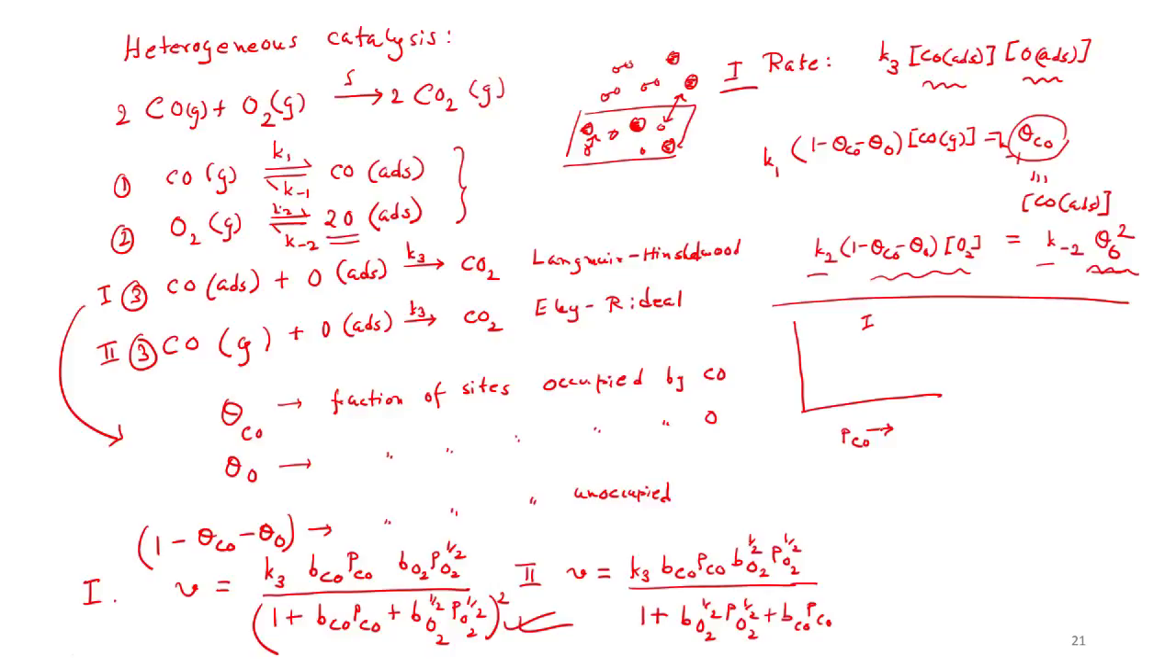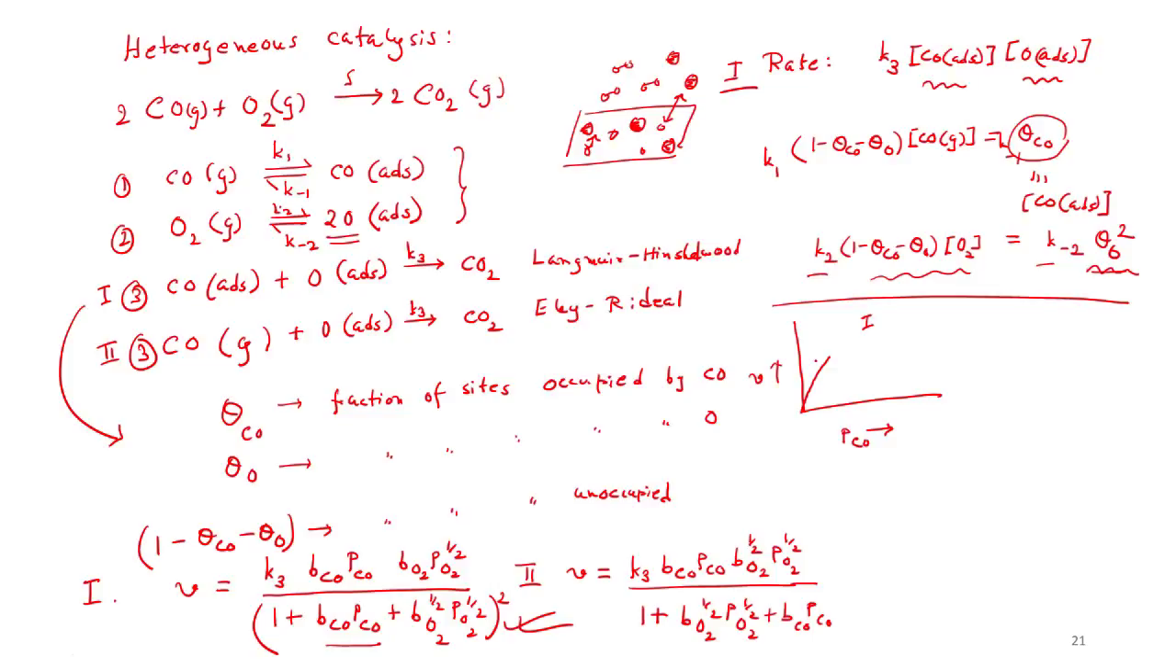Now the question is, if I do that, then I'll see PCO, and then if you ask what is the rate of the reaction, we can actually plot the rate of the reaction here. So at a very low pressure of PCO, think about it, what will happen? Then I can ignore this PCO part, and I'll have 1 plus BO2 and PO2, and in the numerator it will be linearly proportional to PCO, so it will be something like that.